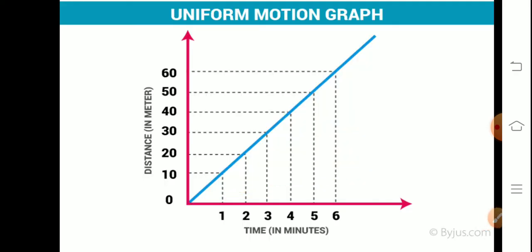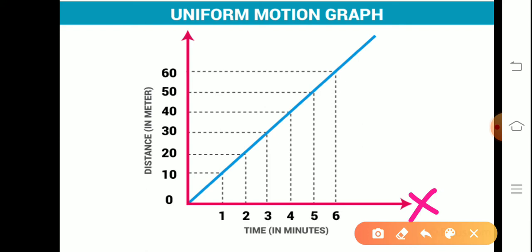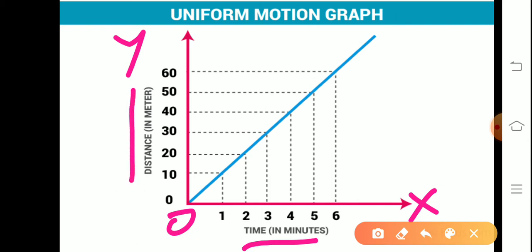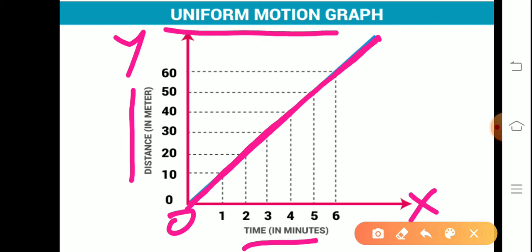Look at the graph. This is the x-axis and here is the y-axis. This is the origin. On the x-axis you plot time in minutes or seconds, whatever you wish. On the y-axis plot distance in meters, and if you draw the graph for uniform motion, you will get a straight line from the origin. This straight line from the origin shows the object moving with uniform motion. So this is the graph of uniform motion.